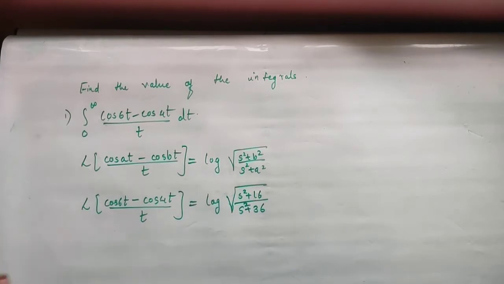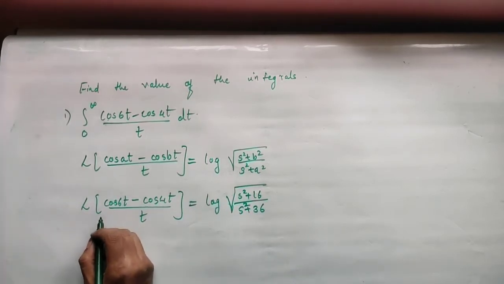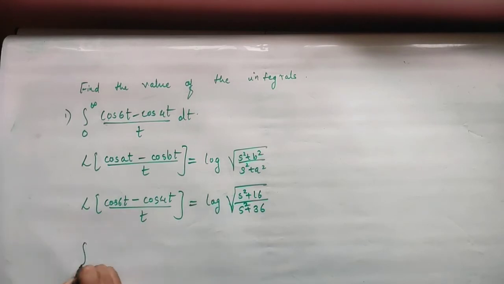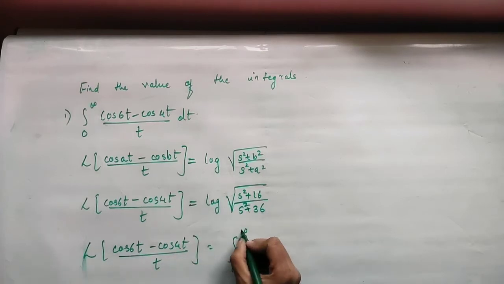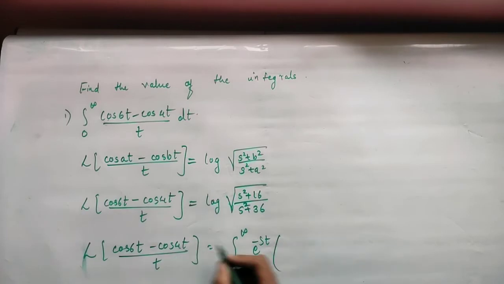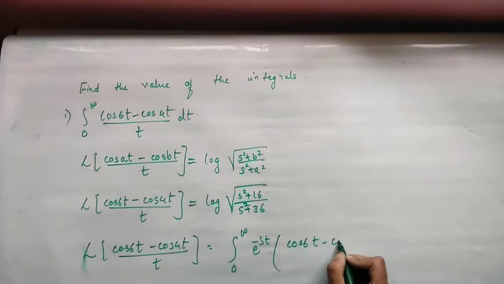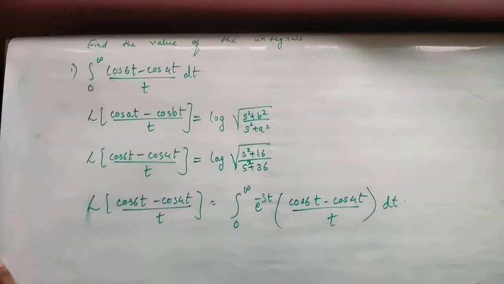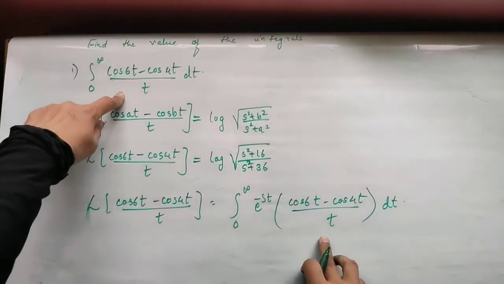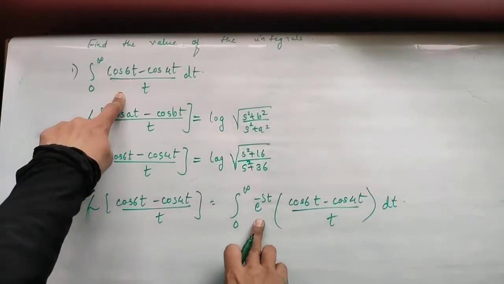Now as per the definition, what exactly the Laplace transform means here: the Laplace transform of (cos 6t minus cos 4t) divided by t is equal to the integration from 0 to infinity of e to power minus st times that bracket, is it not? This type we have already solved on properties 1 and 2. This is on property 3. Now if you compare this with the given thing, everything is there except that exponential function.